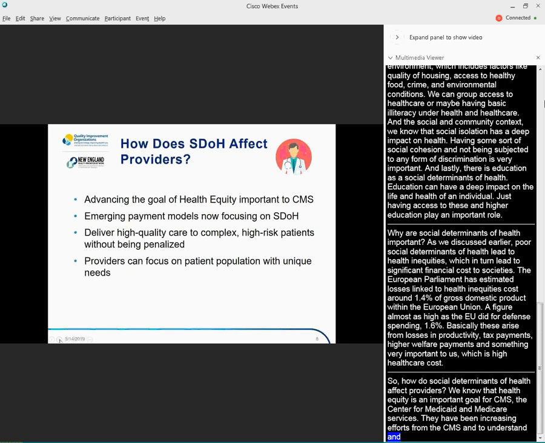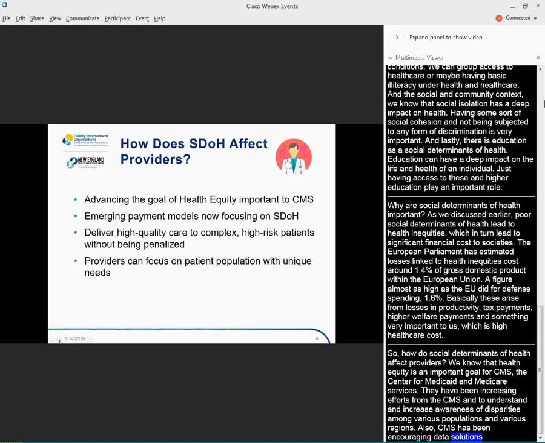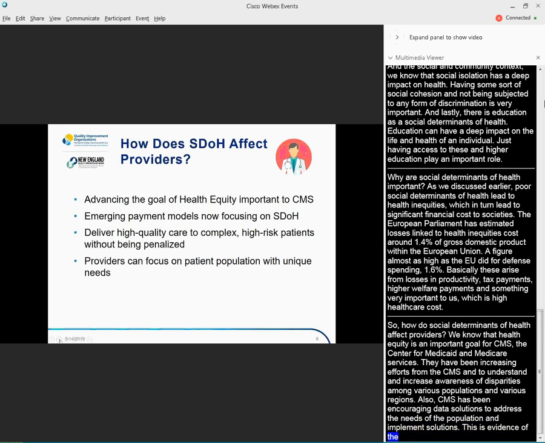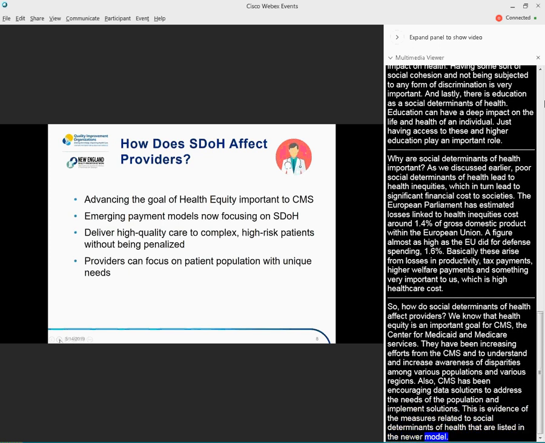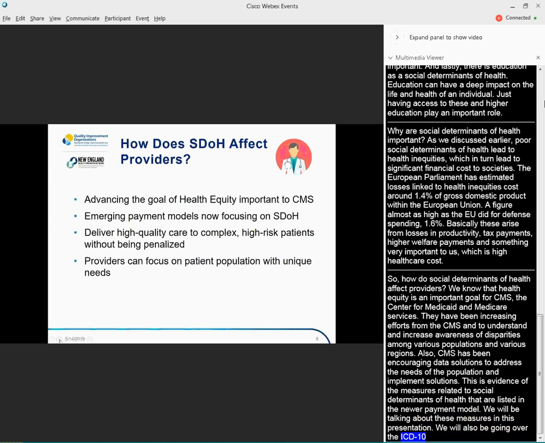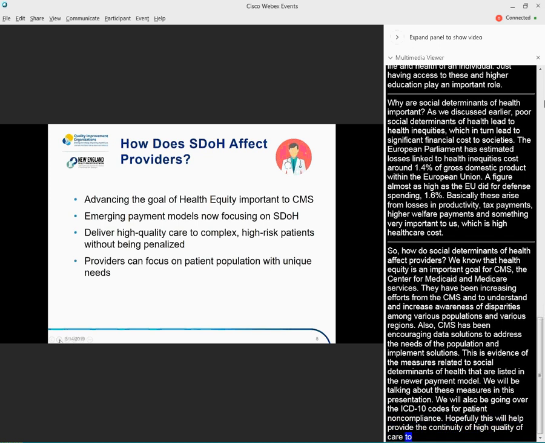Also, CMS has been encouraging innovative and creative solutions to address the needs of disparate populations and accelerating implementation of effective solutions. This is evident from the measures that are related to social determinants of health that are listed in the newer payment models. We will be talking about these measures later in this presentation. We will also be going over the ICD-10 codes for patient non-compliance. Hopefully, these will help providers to continue to deliver high quality of care to complex, high-risk patients without being in fear of being penalized, and focus on a patient population which has unique needs.